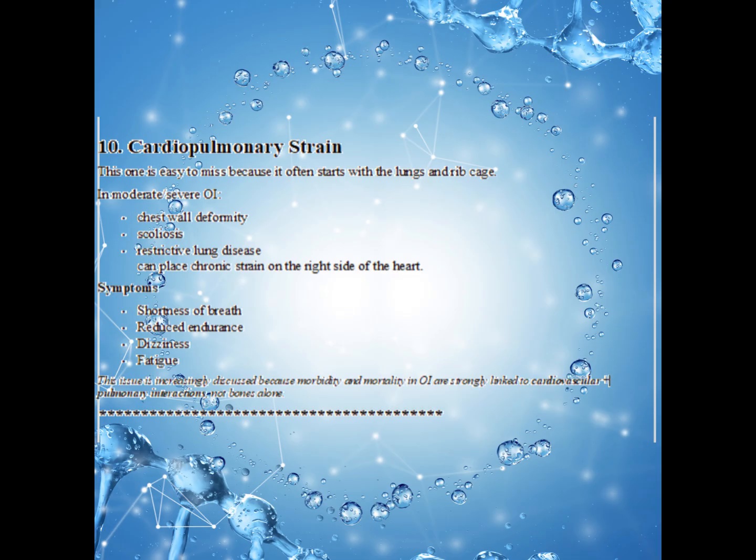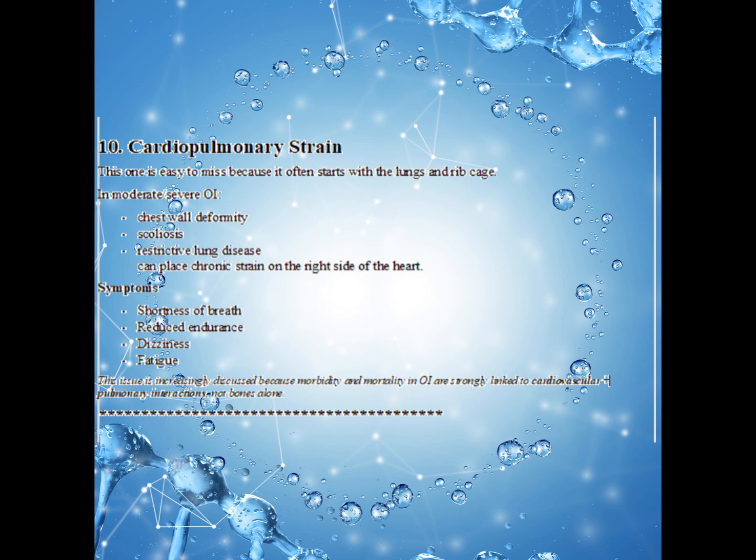Scoliosis, this is something I have not had to deal with myself, but as I'm sure you can imagine, if you just picture a patient with scoliosis, it compresses lung capacity. Restrictive lung disease can place chronic strain on the right side of the heart. Symptoms for those are going to be shortness of breath, reduced endurance, dizziness, fatigue. The issue is increasingly discussed because the morbidity and mortality in OI strongly are linked to cardiovascular and pulmonary interactions, not just the bone issues.